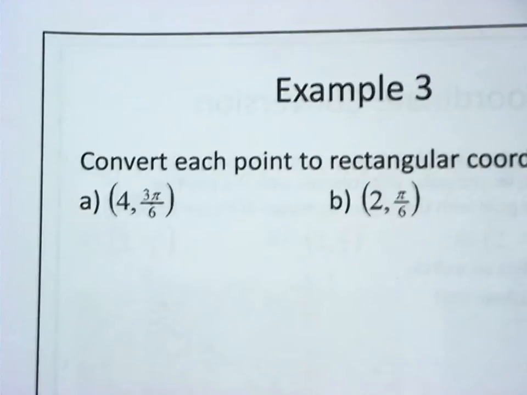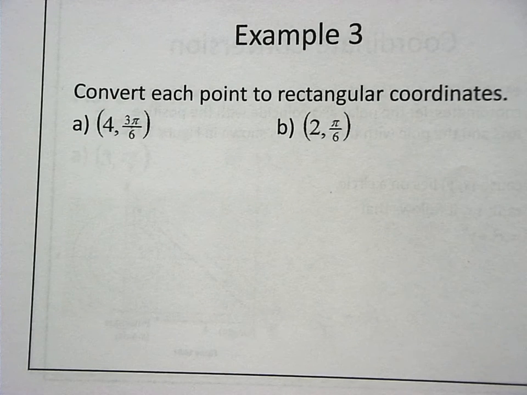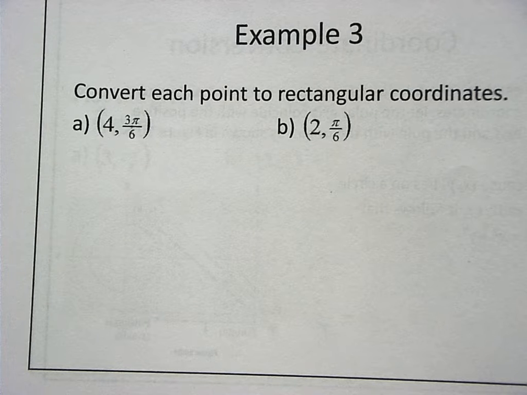So, to use those a little bit, if I want to convert these coordinates to rectangular, these are polar. Now, honestly, you don't always have to use the formulas either. If you can see it without the formulas, fantastic. So what about 4 and 3 pi over 6? How would I convert that to rectangular?